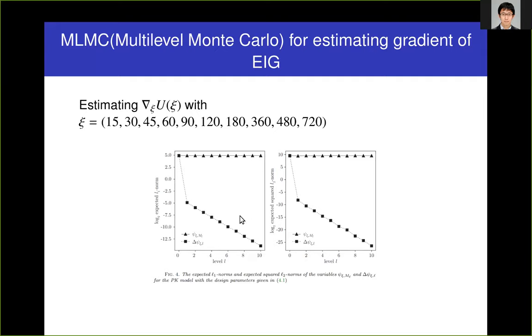This graph shows the result of the estimation of the gradient of EIG. The two graphs show the expectation and variance of P and delta P. The horizontal axis represents the level L. The slope of the left graph is alpha, and the slope of the right graph is beta. We can see that alpha is nearly 1 and beta is nearly 2, which agrees well with the theory.